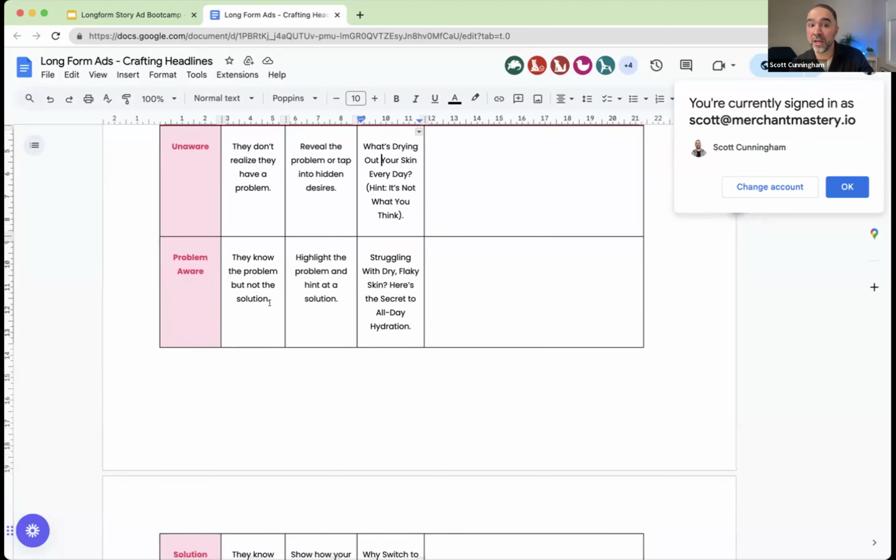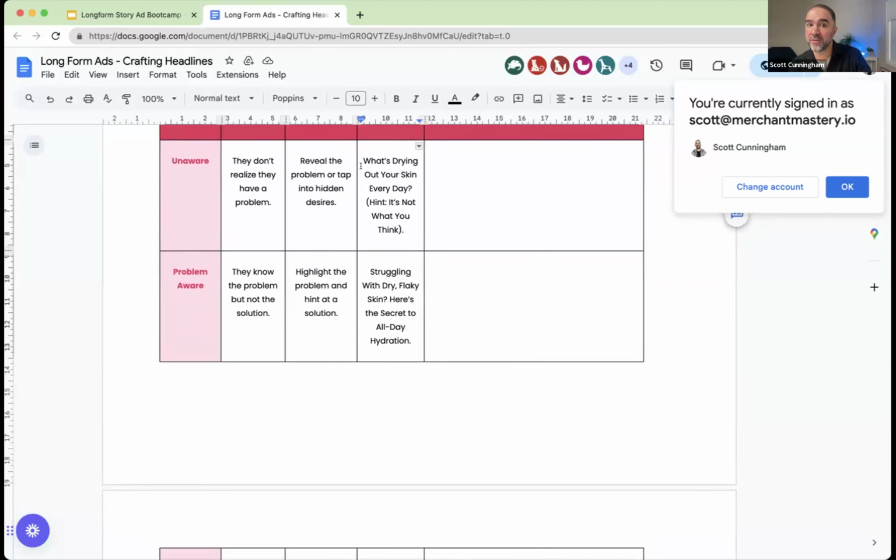Okay, when they're problem aware, they know about the problem, but not the solution. So for this example, they know it's not like what's causing the skin to dry. Now it's like, no, I'm struggling with dry, flaky skin. So now you're like, okay, well, highlight the problem, hint at a solution. Struggling with this problem? We might have something for you. Okay. Struggling with dry, flaky skin? Here's the secret to all day hydration. So it's just calling out the problem, speaking about the benefit that you're going to provide.